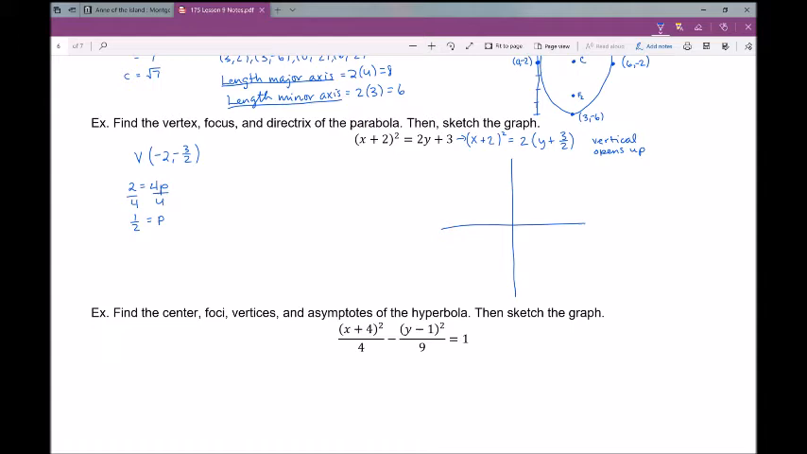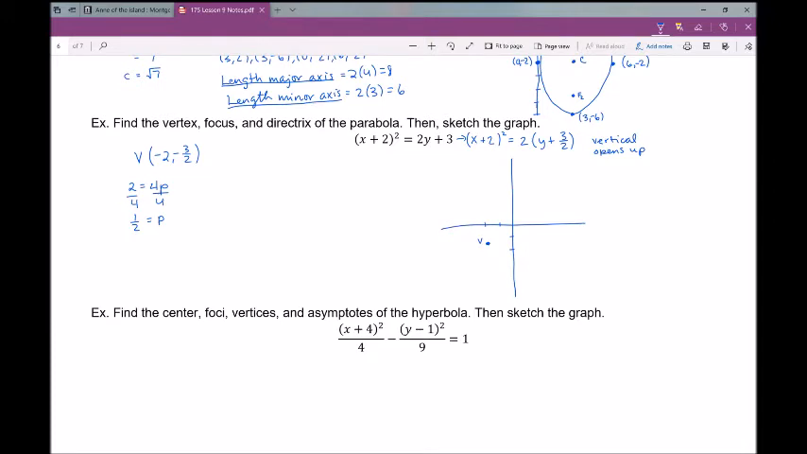Okay, so let's go ahead and start graphing these points. So the vertex is (-2, -3/2). I'll go 2 units to the left, and I'll draw 2 units going down, but we'll only plot it in between those 2 units. Okay, so this is our vertex V.